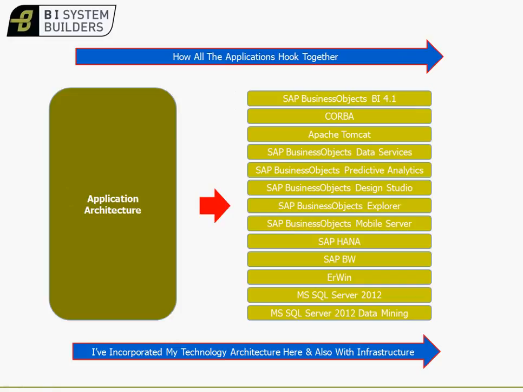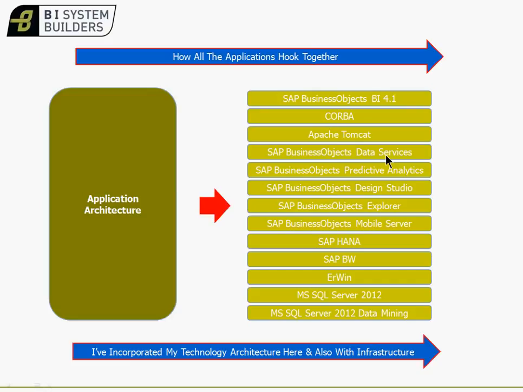SAP Business Objects BI 4.1 Business Intelligence Platform, I'll need to install that, and it runs on something called CORBA, Common Object Request Broker Architecture. That gets installed at runtime and all the services plug into it. For this deployment, I've decided to go for a web application server. I've listed Apache Tomcat because that's supplied by Business Objects out of the box.